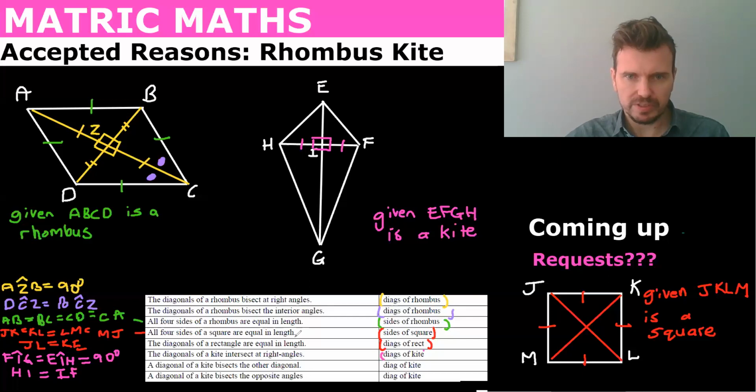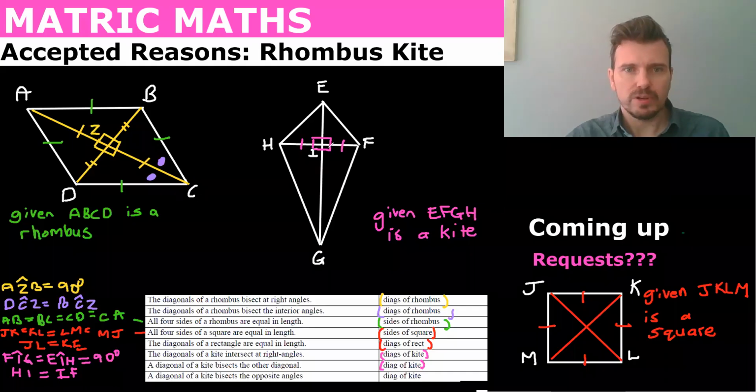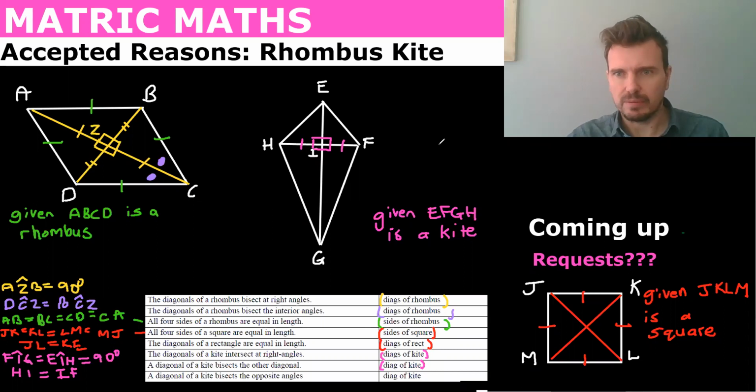These reasons are all the same: diags of a kite. Diag of a kite bisects the opposite angles. So that's not these ones, that's these ones. So we could say that these are equal.